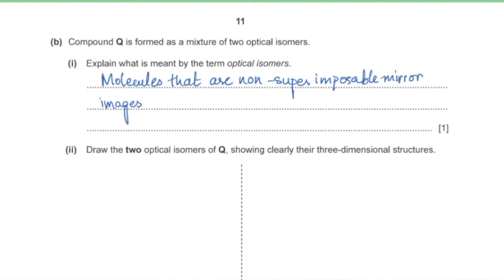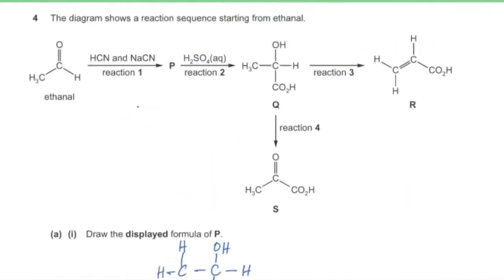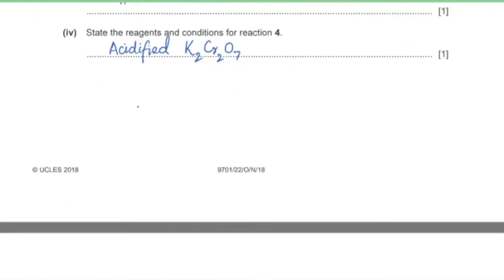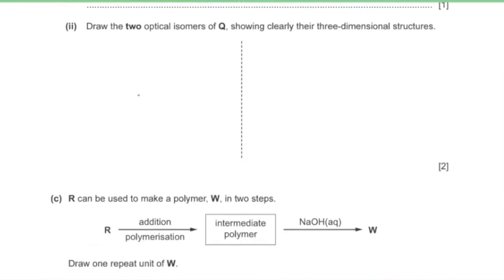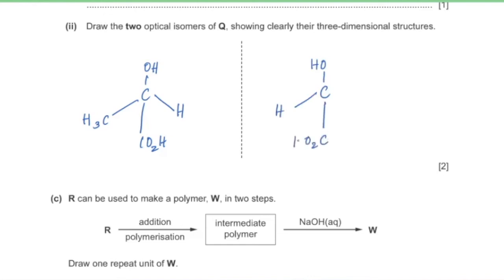Part 2, draw the two optical isomers of Q showing clearly their three-dimensional structures. So structure Q has the hydroxyl group and carboxylic acid group. So this is COH, this is H, and this is CO2H, and this is the methyl group. Now on the other side of this symmetry, we are going to have again COH and H over here. Well, we'll have COH and CH3 here.